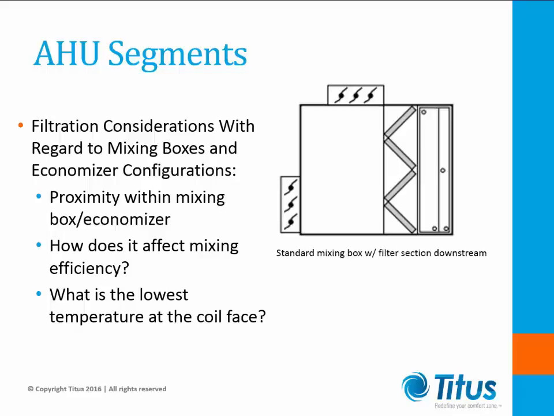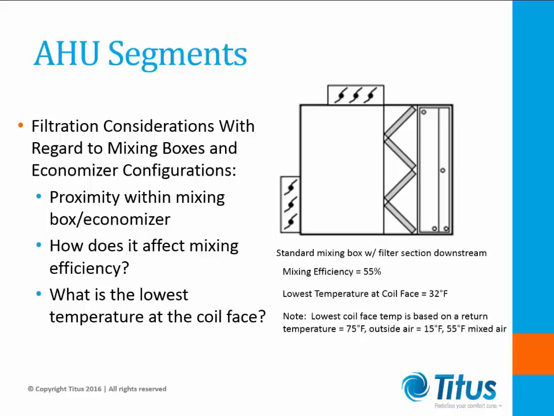Now let's shift the filter section back in the unit, giving more space to mix the two air streams. We now find our mixing efficiency has increased to 55%, while the lowest coil face temperature reads 32 degrees Fahrenheit. Note, when space is available and increased efficiency is needed for mixing, shifting the filter location back into its own section could be the best option available.